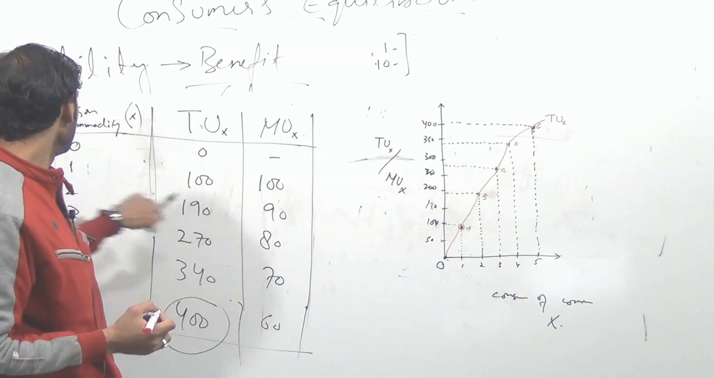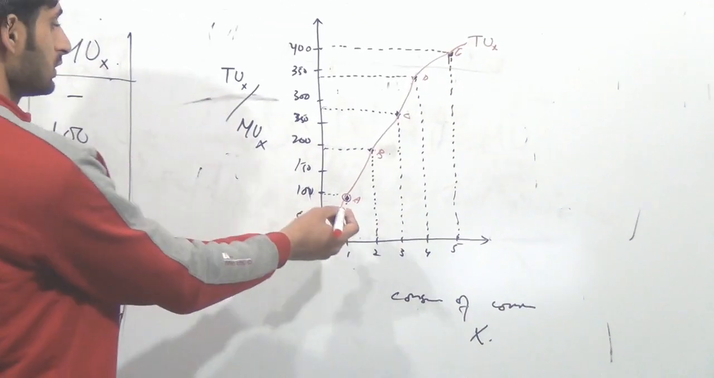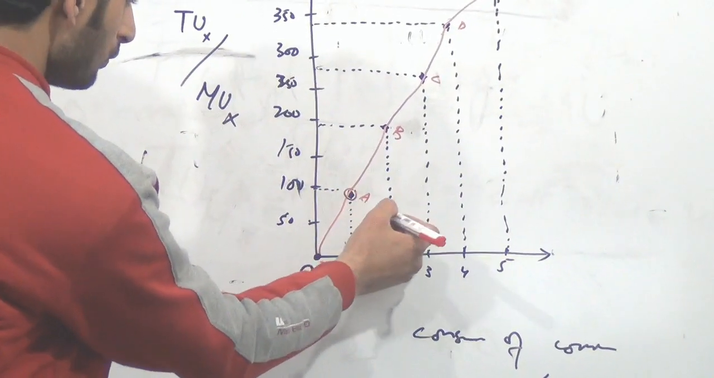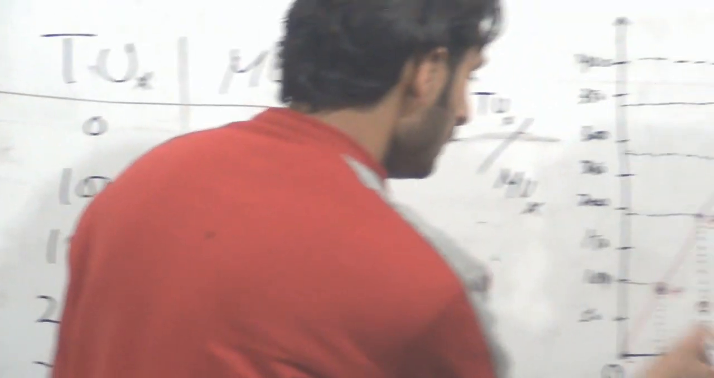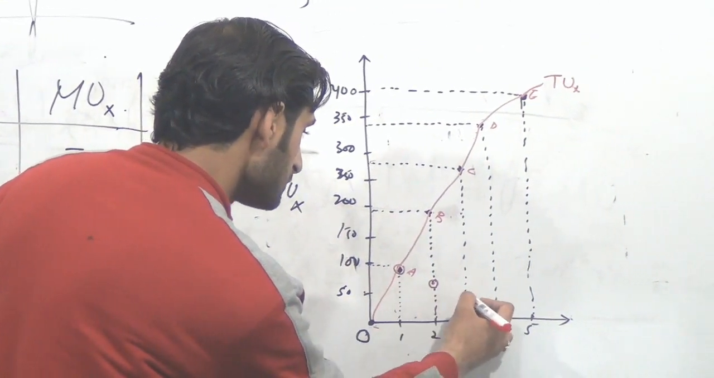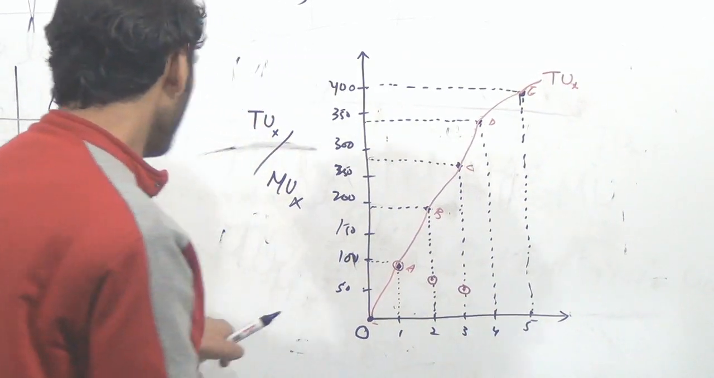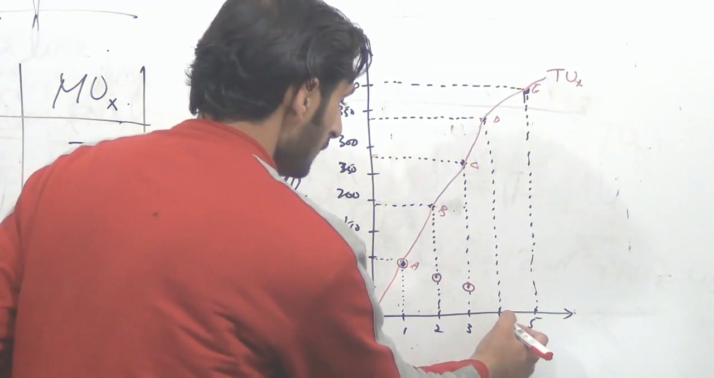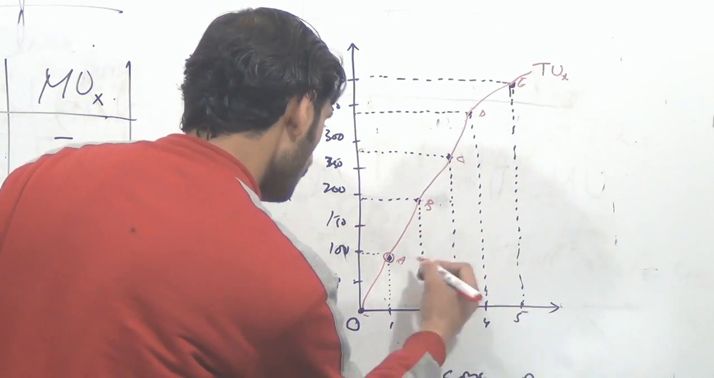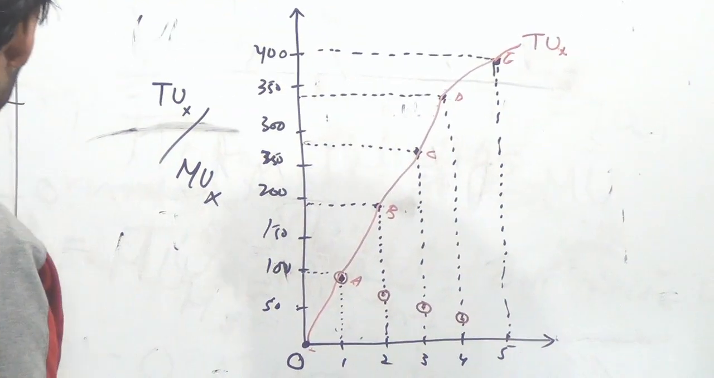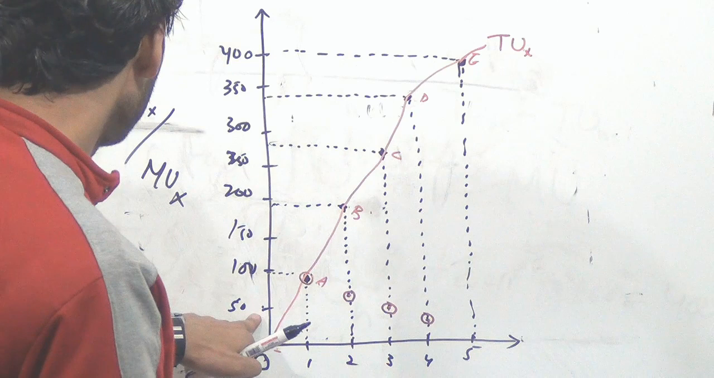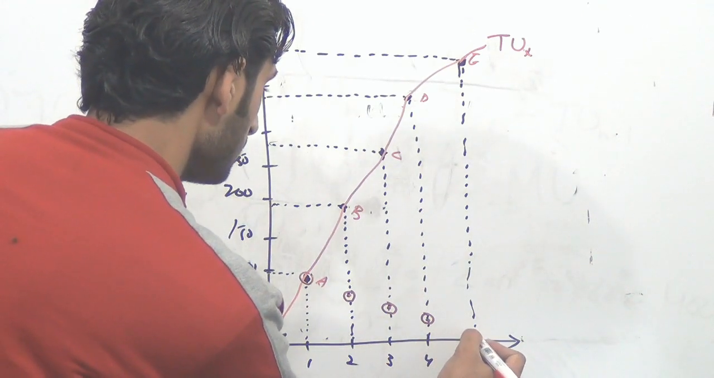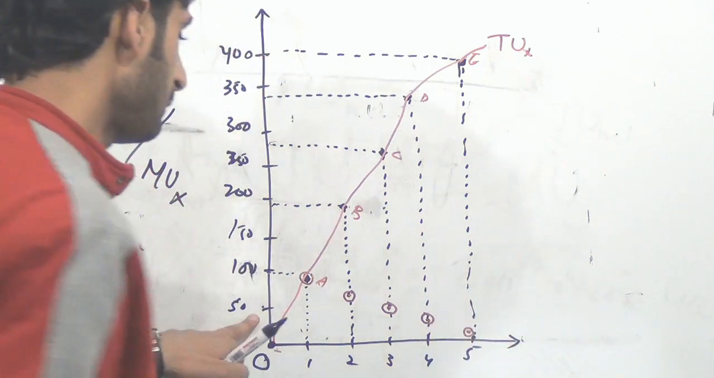Second is the 90. Second unit, marginal utility 90 utils. So 90 will come somewhat below the 100, say here. So this is my second unit. Third is at 80. Third unit is here, below 90, that will come somewhere here. Fourth util 70, somewhere here. And fifth util 60, that will be somewhere a bit higher on the x-axis.